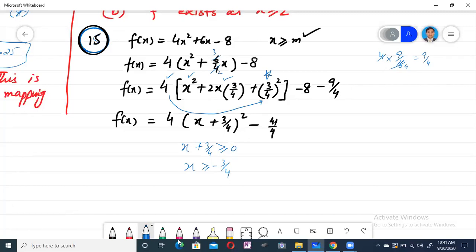Then here you can see x is greater than or equal to m. It means at the place of m is 3 by 4, then m is equal to minus 3 by 4. And m will be equal to minus 3 by 4, which is minus 0.75. This is the value of m.